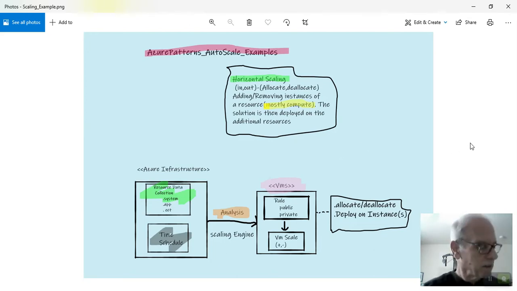And here's just a quick example: an Azure infrastructure, collection of information, or a time schedule. There's analysis, meaning a scaling engine is running. It decided that a threshold was met or a rule was met on the VMs. The VM was either scaled up or scaled down, therefore an allocated or deallocated deployment of an instance housing now your application. So that's just a quick understanding of the auto scale example of an elastic type atmosphere.